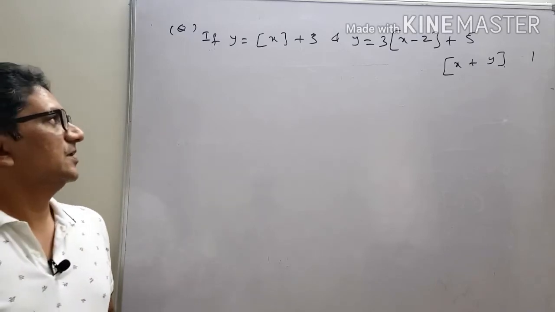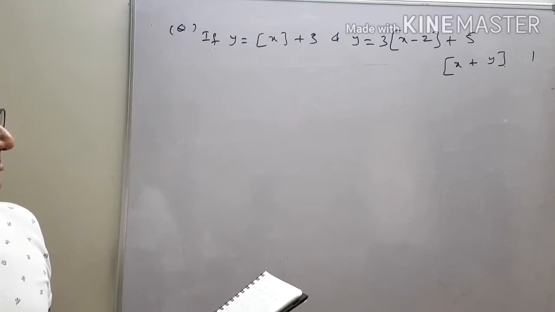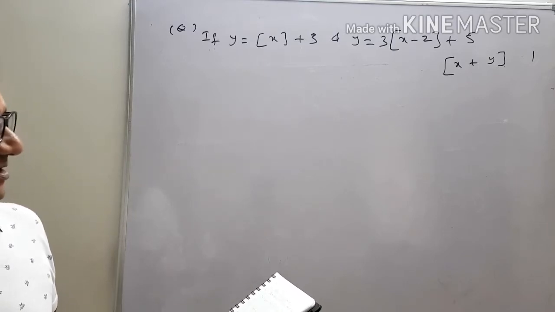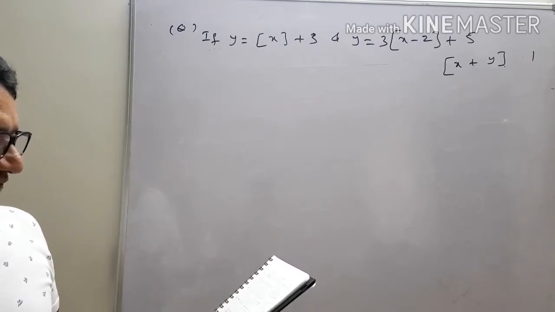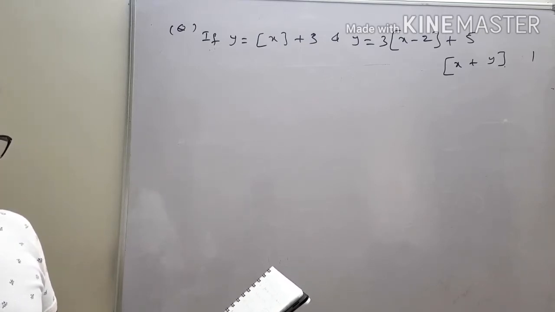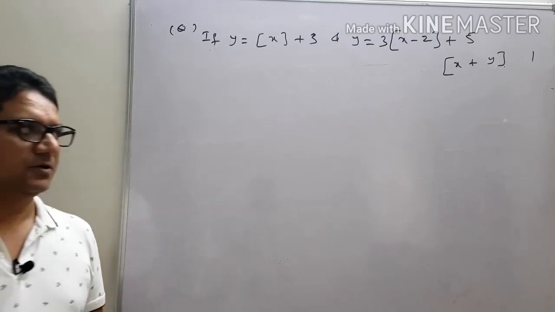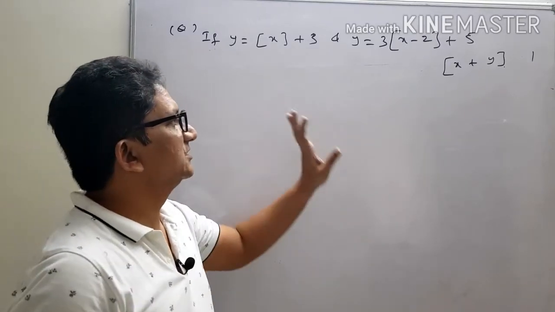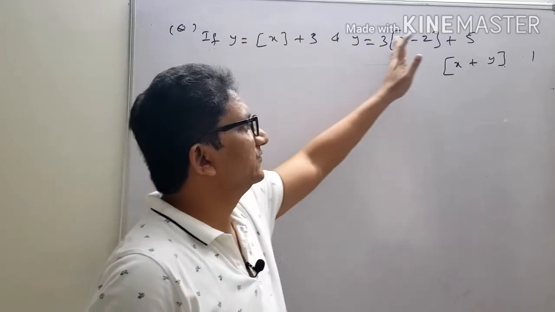So observe the question. If y equals [x] plus 3 and y equals 3 times [x minus 2] plus 5, then find the value of [x] plus y. So this we need to find. Now to find the solution, by looking at both parts, y is defined in two different ways.